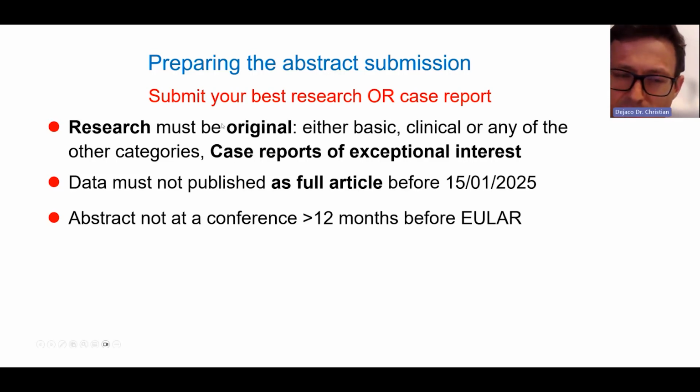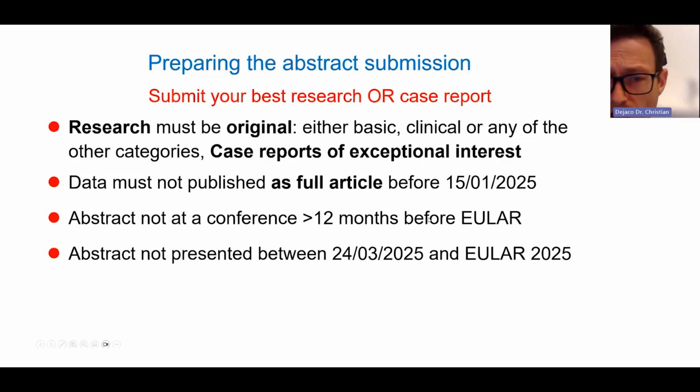As I said, it might have been presented as an abstract before, but not more than 1 year before the EULAR conference. So the cutoff is always the EULAR conference. When it was presented after EULAR 2024, then it is okay. But when it was at a conference, for example, in winter 2023, then it's not okay.